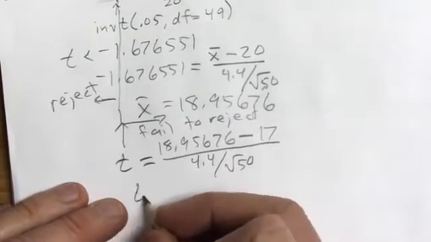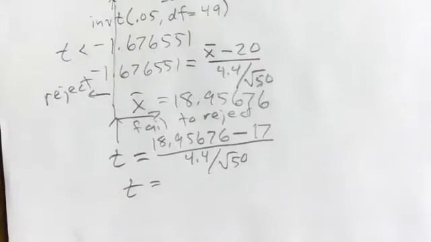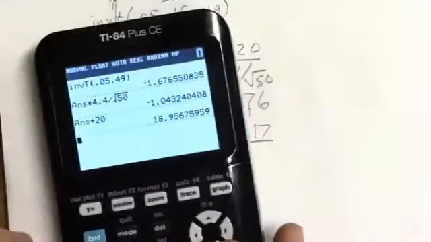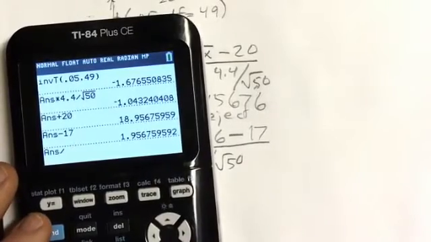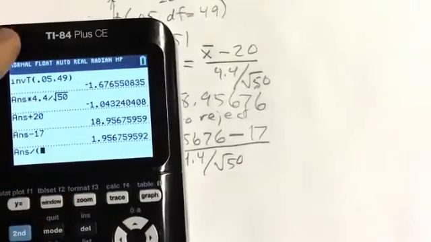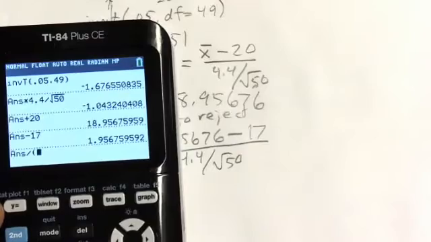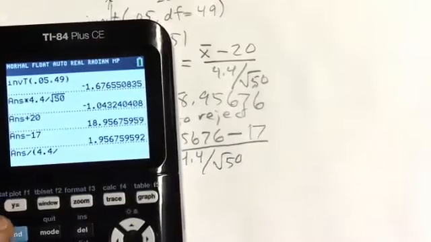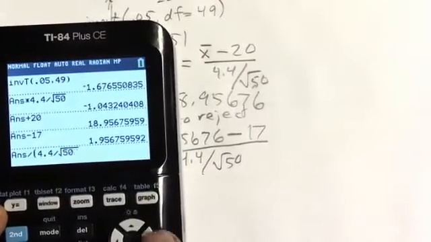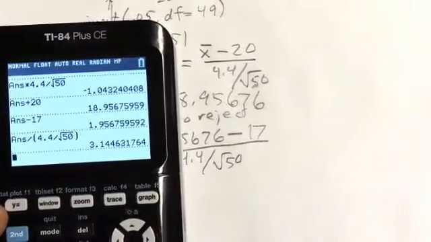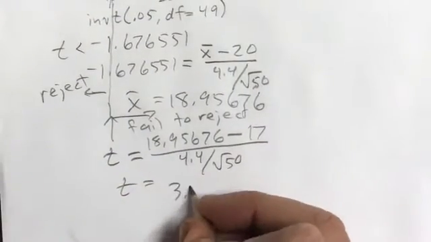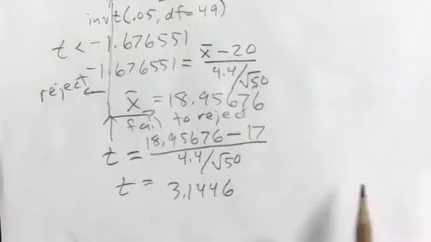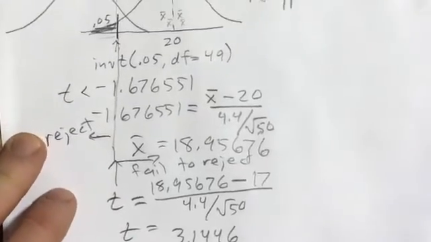So let's see what that is. I've got that number there, minus 17, and then divided by 4.4 divided by the square root of 50. So my t-score is 3.1446. Okay, so there's my t-score.